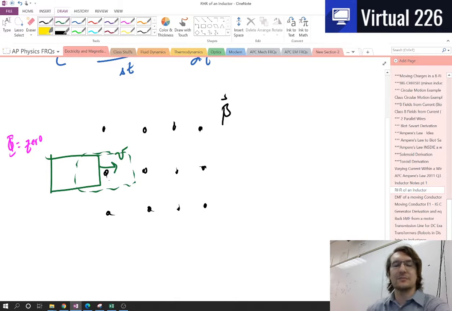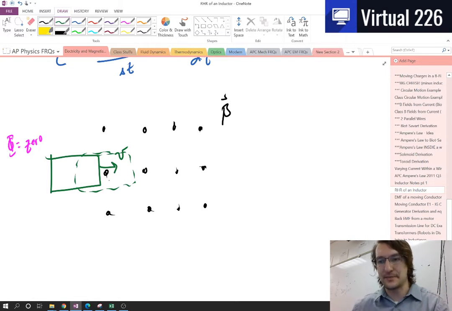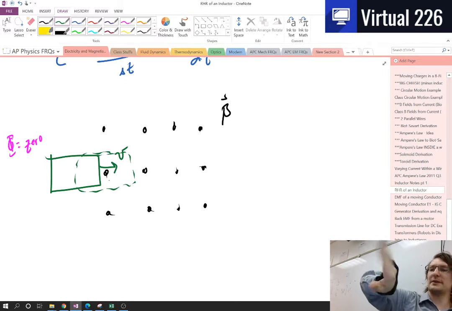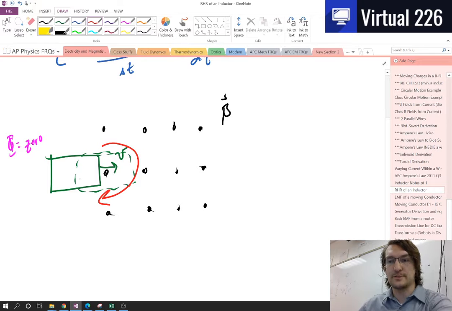we're gaining some flux coming out of this system. So that means we need to oppose this change. We need to put flux back into the system. Okay? If I need to put flux back into the system, well, I'll take the flux, my thumb, I'll put it into the system, and when I wrap my fingers, I see that my fingers are actually going to go around in this clockwise direction. So the current here will actually be moving clockwise.